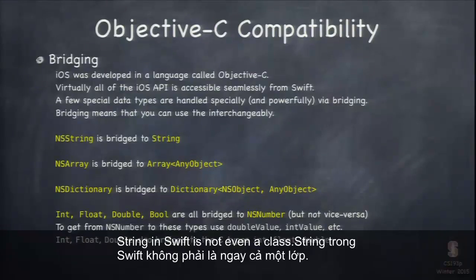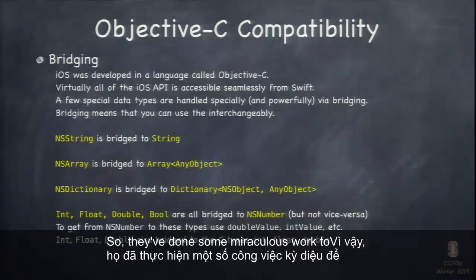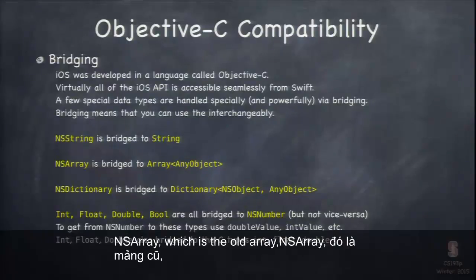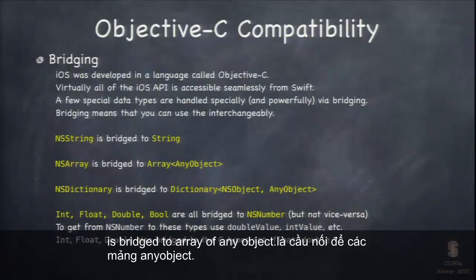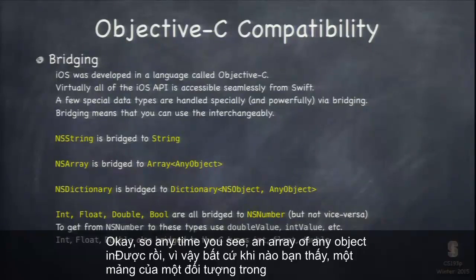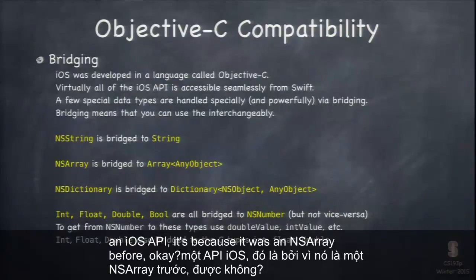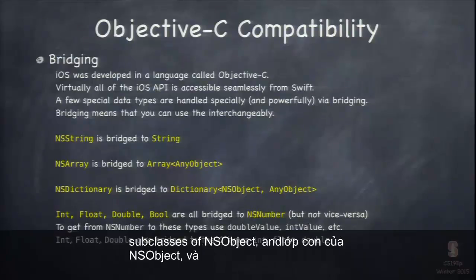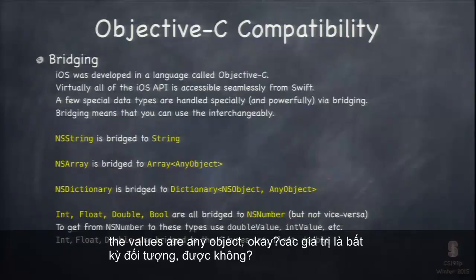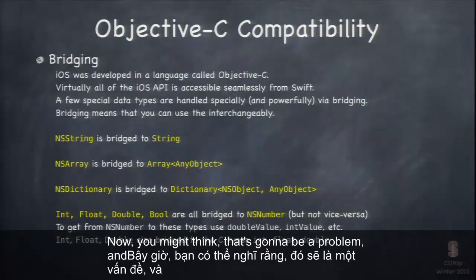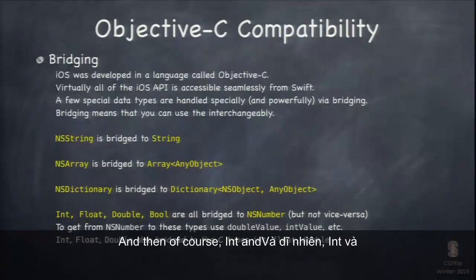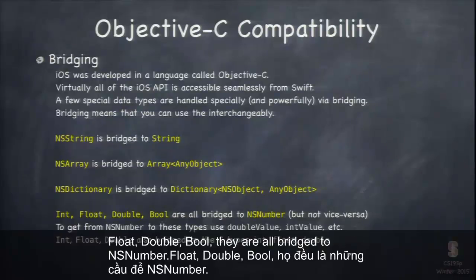String in Swift is not even a class. Okay? It's just a struct. So they've done some miraculous work to bridge these things. NSArray, which is the old array, is bridged to array of AnyObject. Okay, so anytime you see an array of AnyObject in an iOS API, it's because it was an NSArray before. Okay? Then NSDictionary is an interesting one. It's bridged to dictionary where the keys have to be subclasses of NSObject and the values are AnyObject. Okay? Now, you might think, oh, that's going to be a problem, and I'll explain a little bit why that's not in a moment. And then, of course, Int and Float, Double, Bool, they're all bridged to NSNumber.